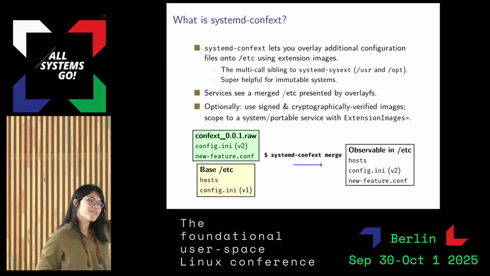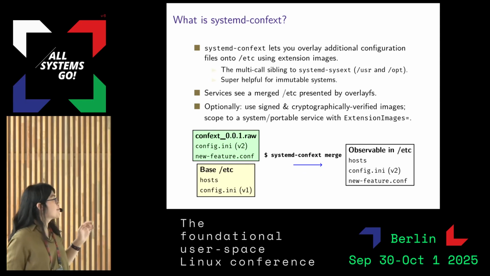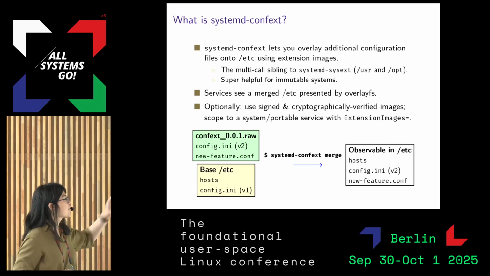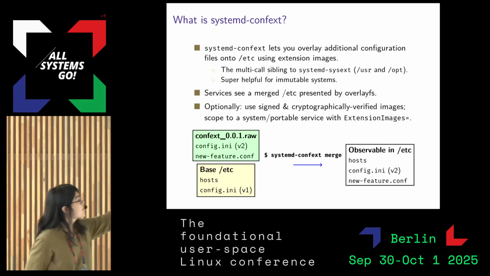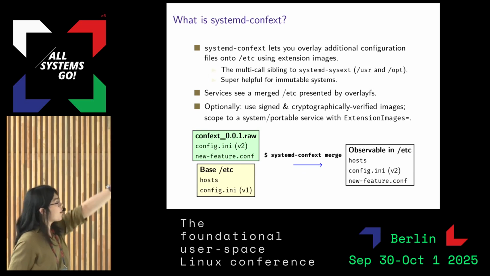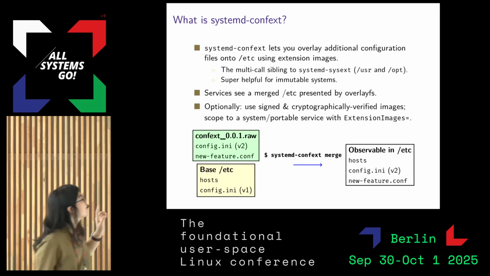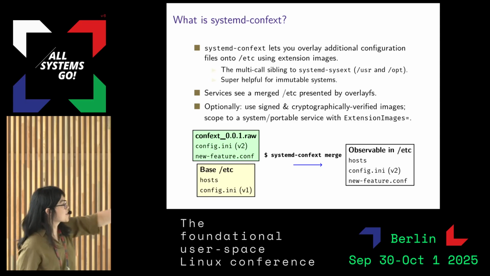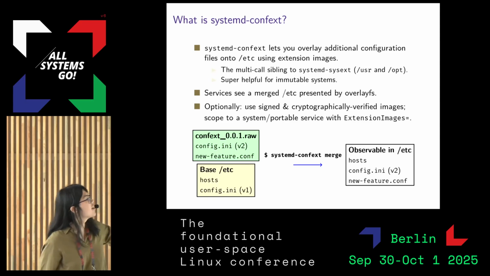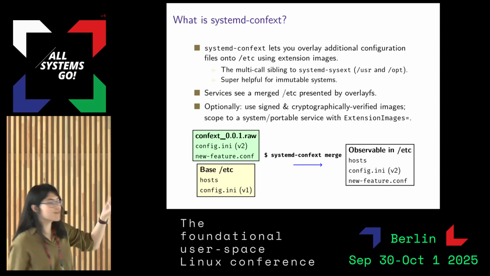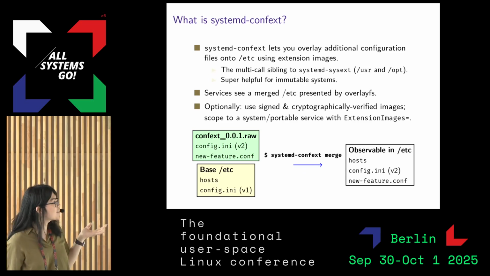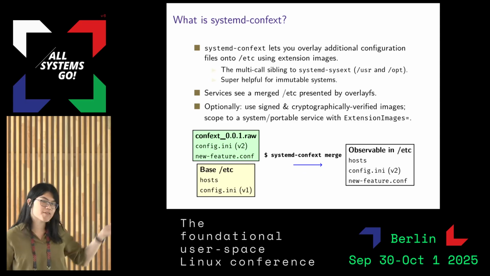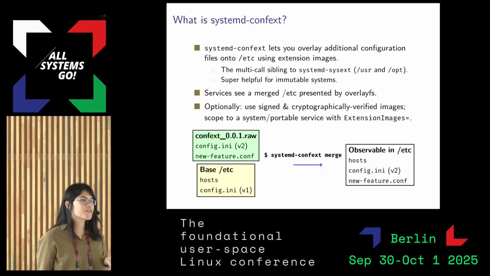You have your base file system that is in the yellow. So you have some existing files like the config.ini there. And then if you drop in a .raw file that is in the green box over there, and you run the systemd-confext merge command line, the result is that you'll get all the new files that you've added. And if there are files with the same name, then you will always get the newest version, which is kind of what you expect.